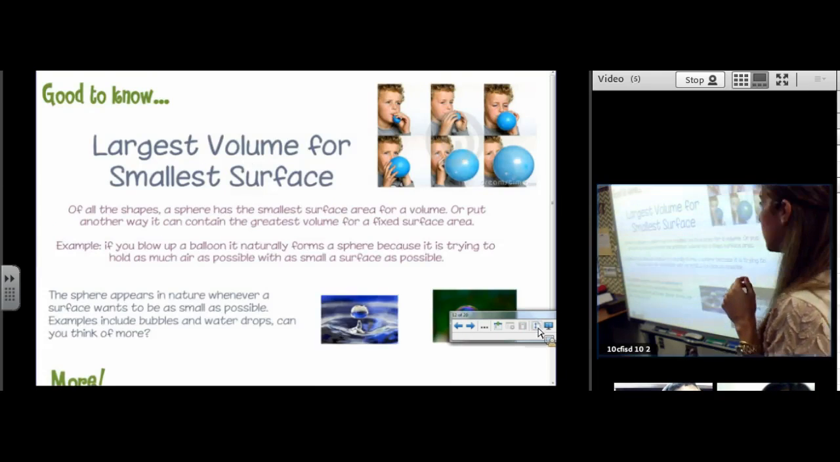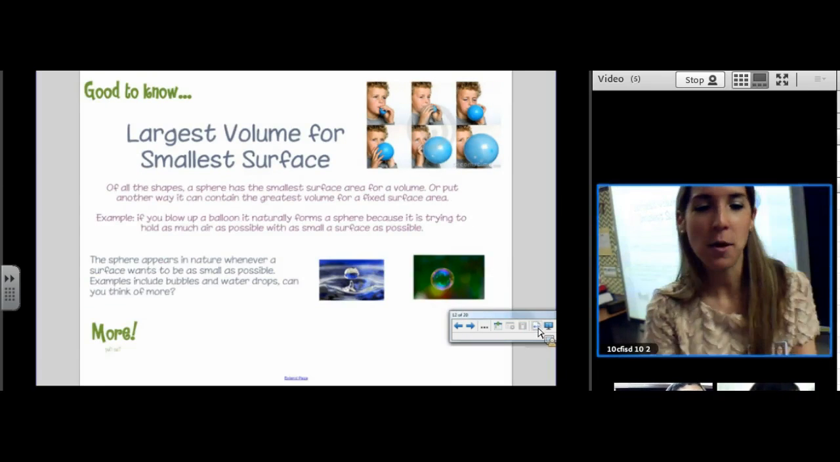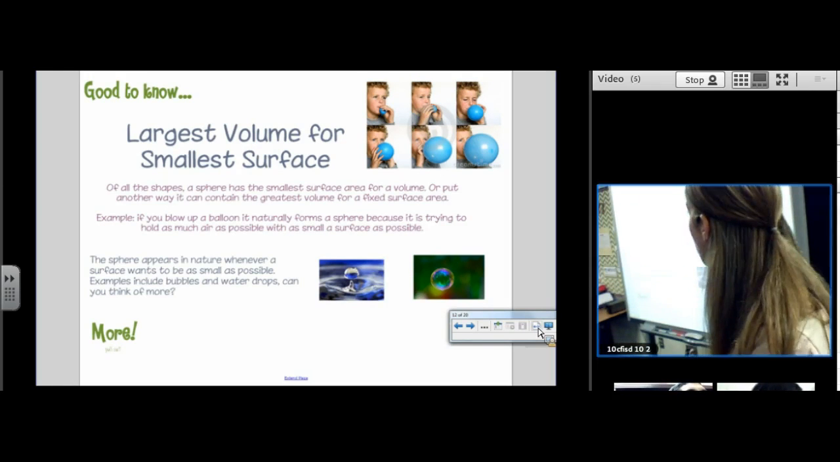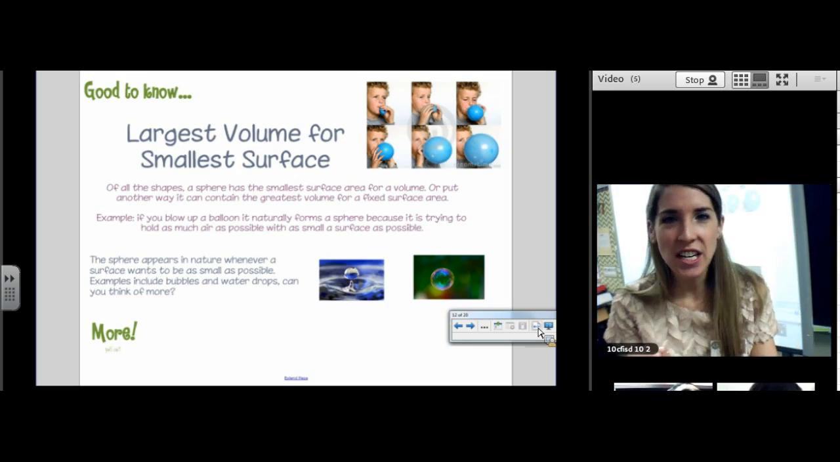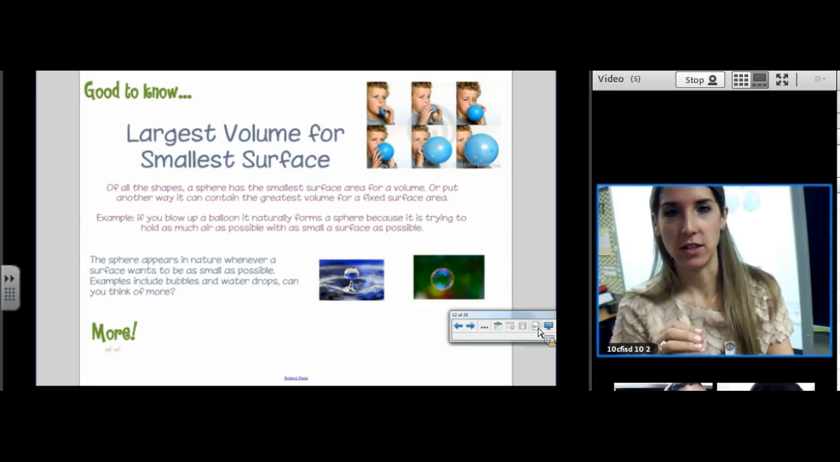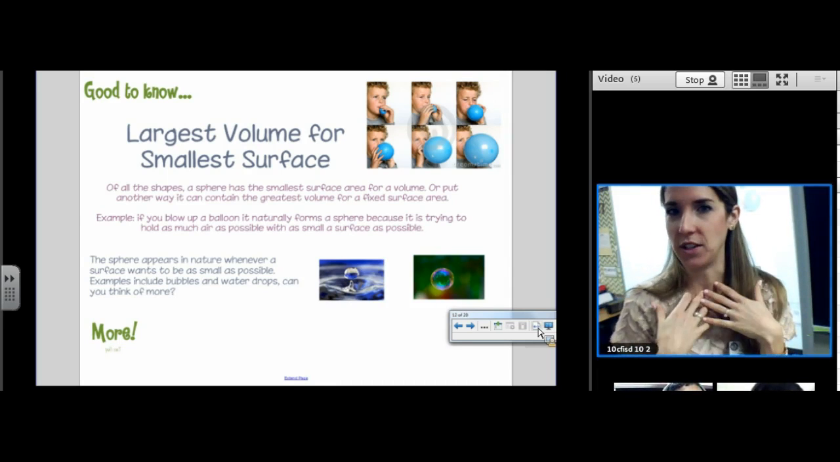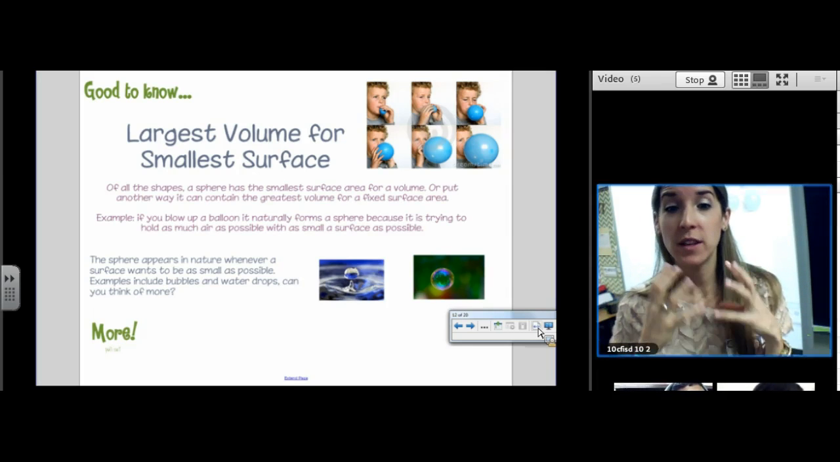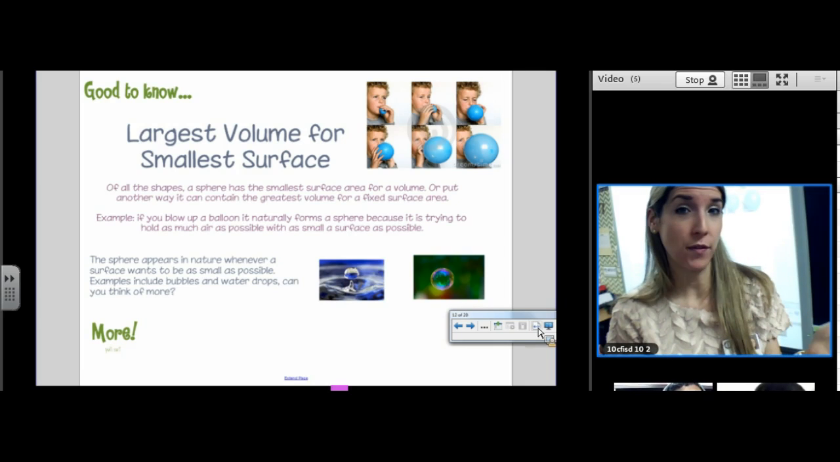This is just good to know. I'm not going to test you over this, but I am just fascinated with it. I think it's so cool. So spheres are the most efficient shape in the universe. I'm all about being efficient. They have the largest volume for the smallest surface area. It's like you're getting the most bang for your buck.